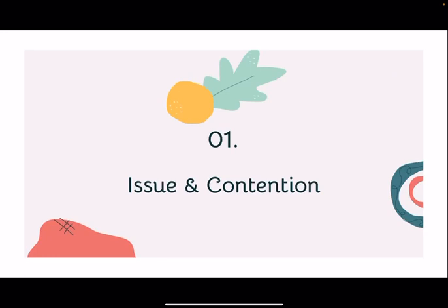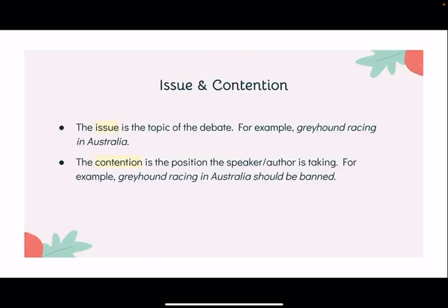Alright, the first one, issue and contention. So the issue is the topic of the debate. For example, greyhound racing in Australia. That's a topic, we can see that. It doesn't take a side either way, it's just saying greyhound racing in Australia is an issue that is debated in Australian society at the moment. The contention is the position that the speaker or the author is taking. For example, it might be greyhound racing in Australia should be banned, or it might be greyhound racing in Australia needs tighter legislation. So it's what they actually want to happen, or what they're arguing about that issue.